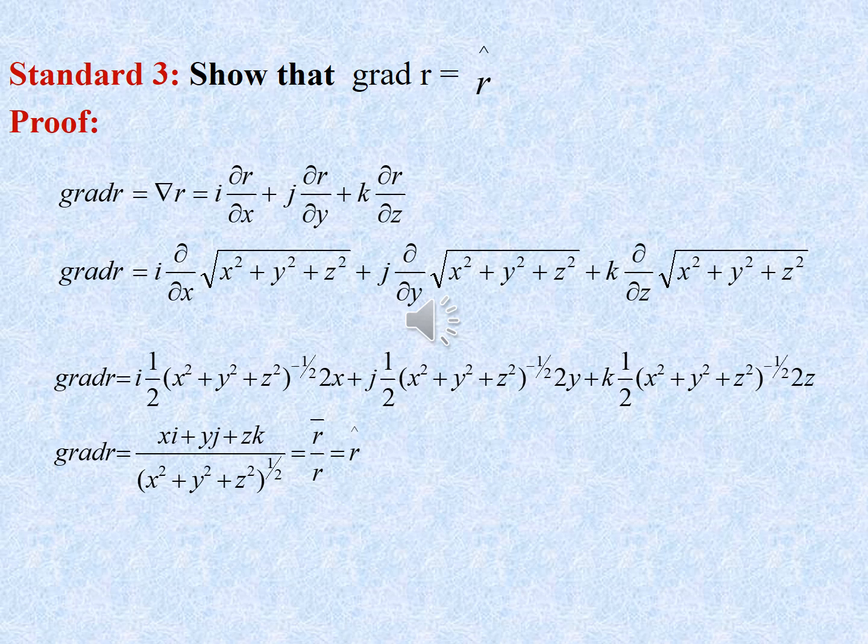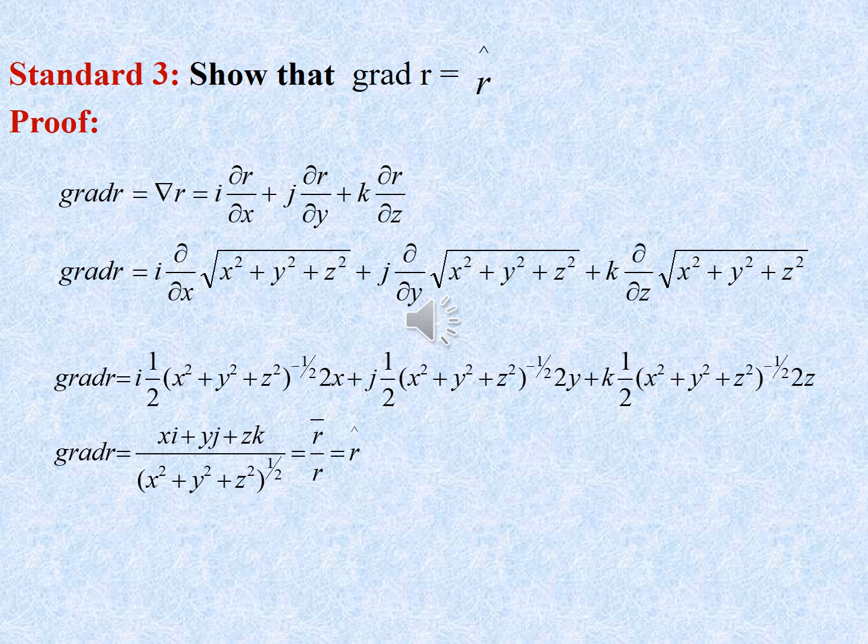I am substituting the distance formula here. i ∂/∂x of √(x² + y² + z²) + j ∂/∂y of √(x² + y² + z²) + k ∂/∂z of √(x² + y² + z²). So after differentiating with respect to x, y and z, we are getting the formula.